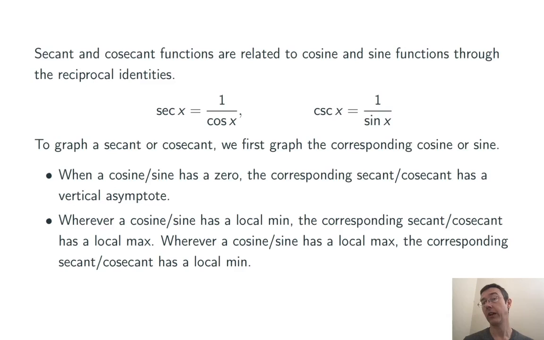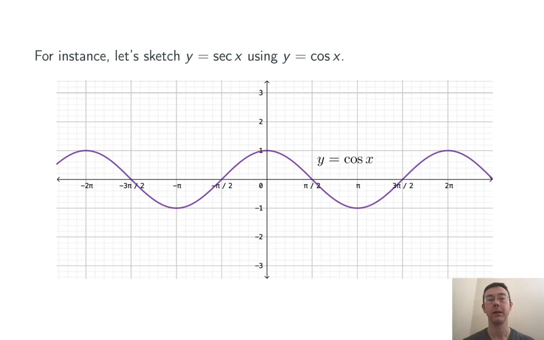Wherever the cosine or sine has a local min, the corresponding secant or cosecant will have a local max, and conversely, wherever the cosine or sine has a local max, the corresponding secant or cosecant is going to have a local min. Let's do a simple example.